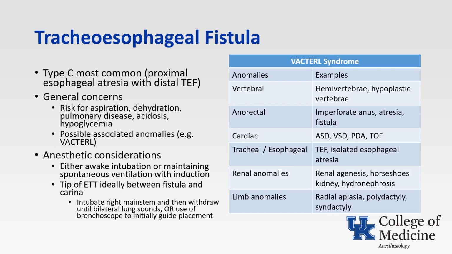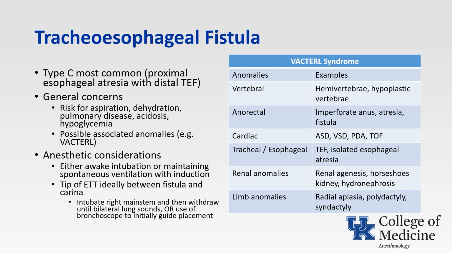Our next keyword is tracheoesophageal fistula. Remember that type C is the most common. Type C is the one with a proximal esophageal atresia and a distal tracheoesophageal fistula.